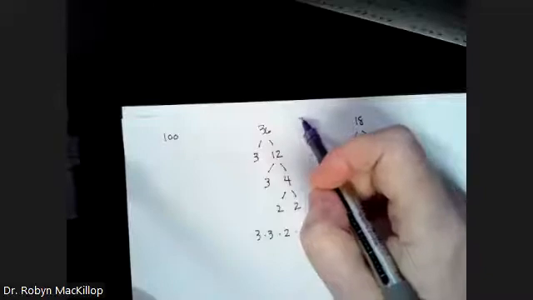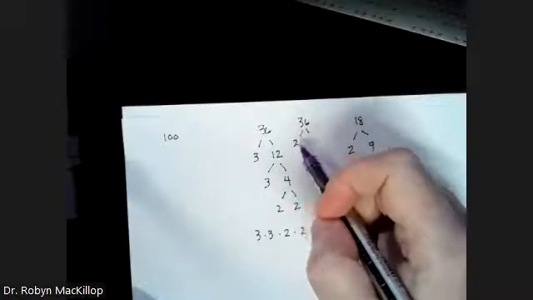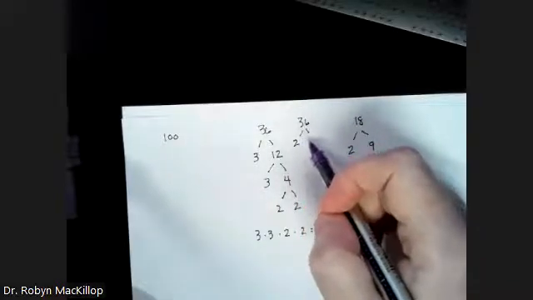Now, let me see if I've got room here. Let's try it again using slightly different numbers. We'll start with 2. So we'll break that in half. It's going to be 15 and 18. And then we're going to break down the 18. That's going to be 2 and 9.